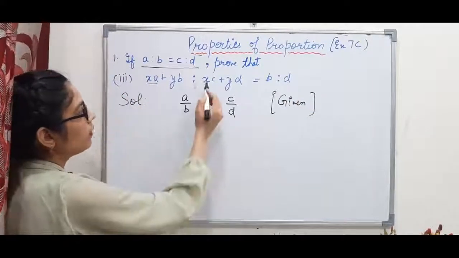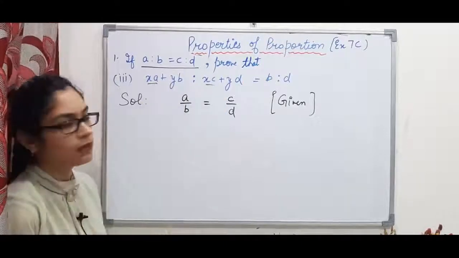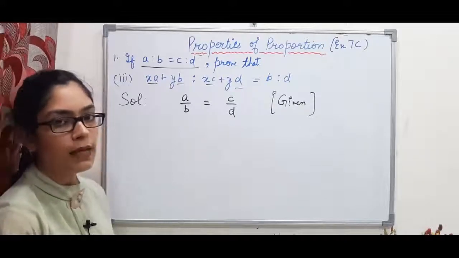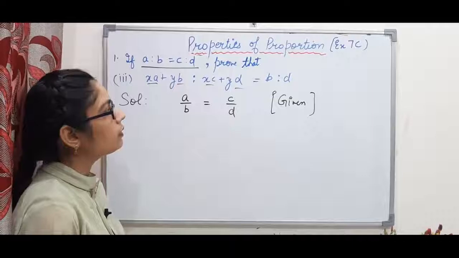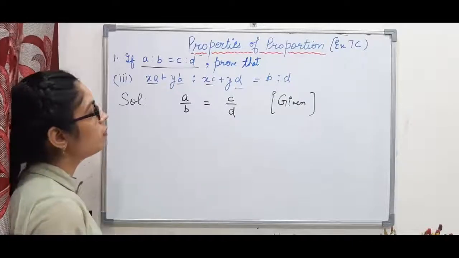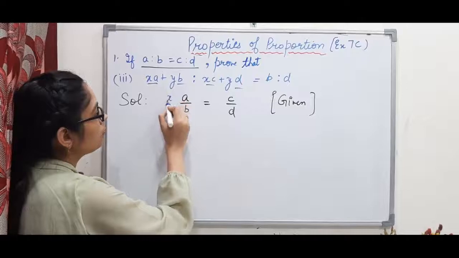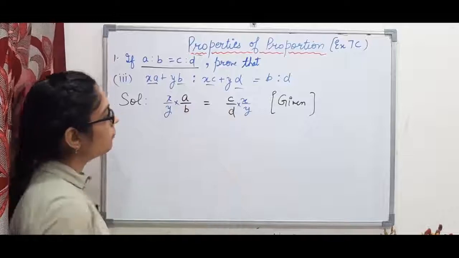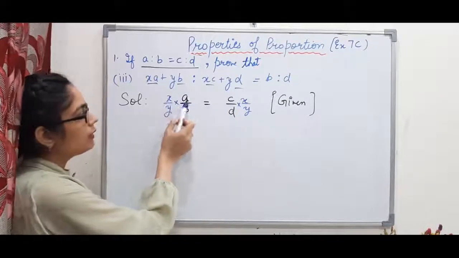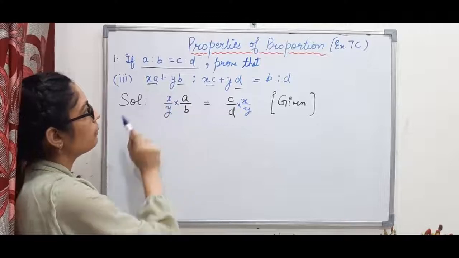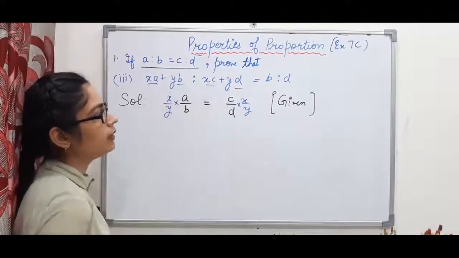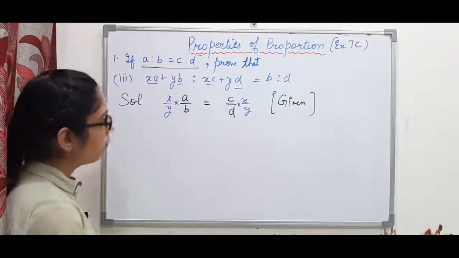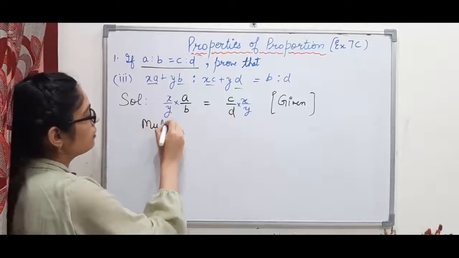See, with a and c, x is there, and with b and d, y is there. In the previous two parts numbers were written, but in this part they have given us the form of x, y. So let's multiply both the sides by x by y, because after multiplying I will get xa and yb. What is my requirement? xa and yb, xc and yd. So that is why we multiply both the sides by x by y this time.